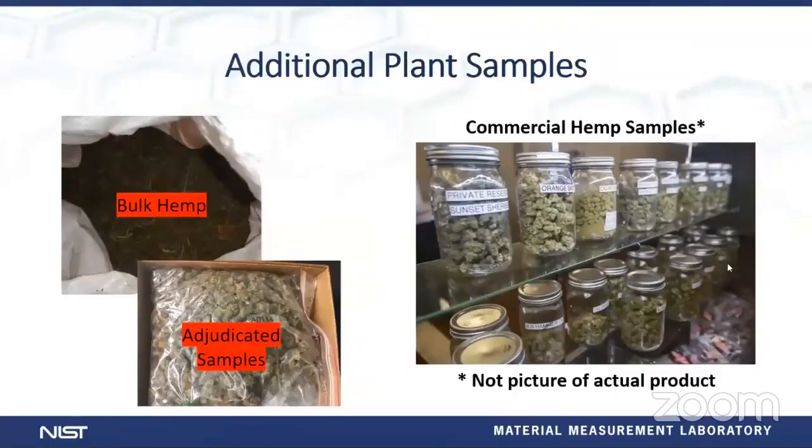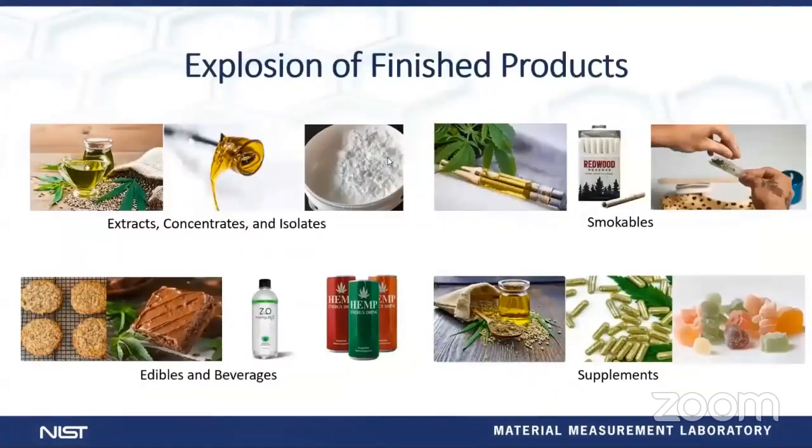Then we wanted to expand beyond just those samples that we did there for plant. So we obtained some bulk materials shown there on the top left. Then also some adjudicated samples from our local crime laboratory. And then we also purchased some commercial hemp samples from the online marketplace for analysis here in our laboratory. Now, a big reason for that is because we wanted to start expanding from the biomass materials into more finished products. And the hemp commercial samples that we bought were specifically smokable hemp products that could be used for pre-rolled cigarettes or roll your own cigarettes.